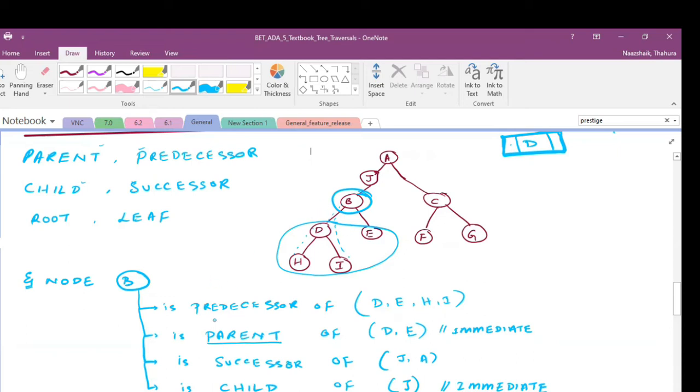Now, a special definition for a predecessor is a parent. B is predecessor of all of these four nodes, but B is parent of only D and E. That means we only check direct connectivity, these D and E. So the parent of D is B, parent of E is B. So you understand the difference between predecessor versus parent?